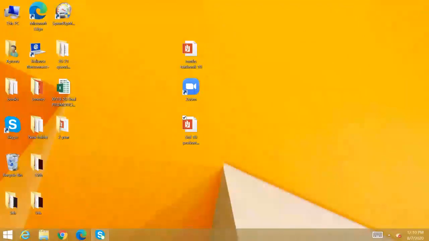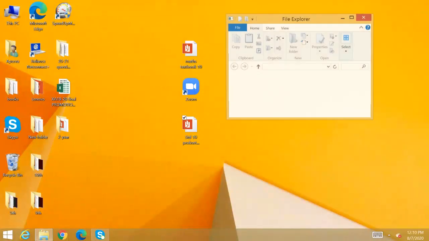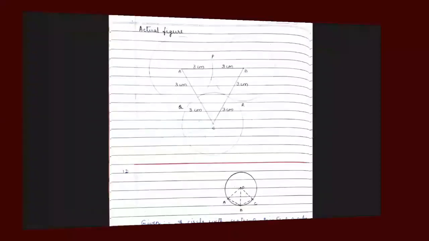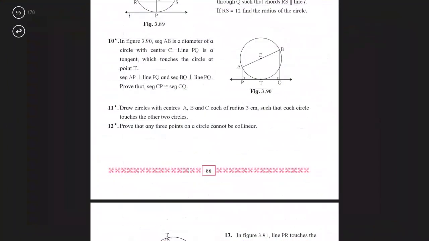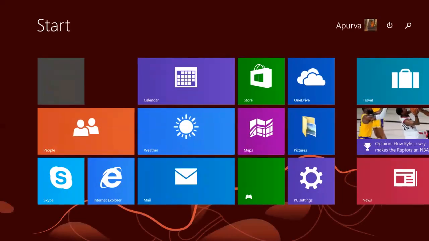Now let's go to question number 12. Prove that any 3 points on a circle cannot be collinear. What does that mean? You have to take any 3 points on a circle and you have to prove that they cannot be collinear, which means they do not lie on a straight line. Okay, that's what you need to prove.